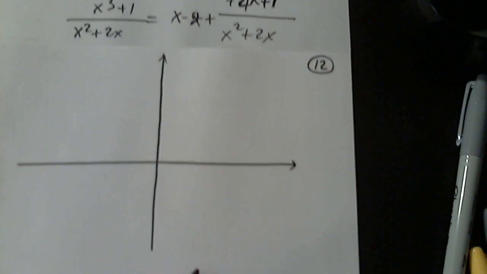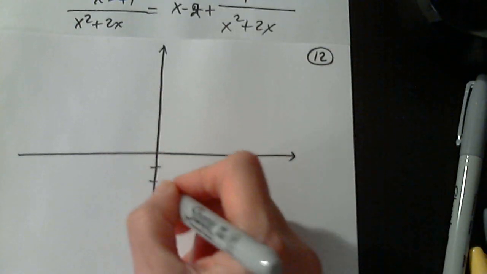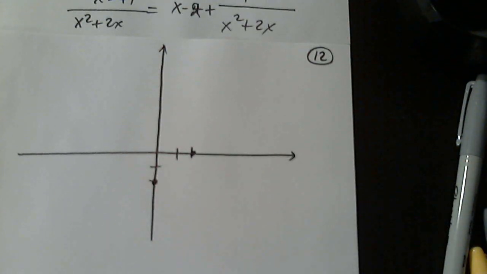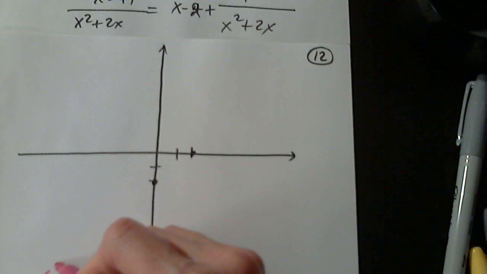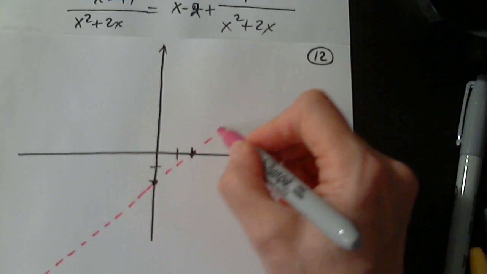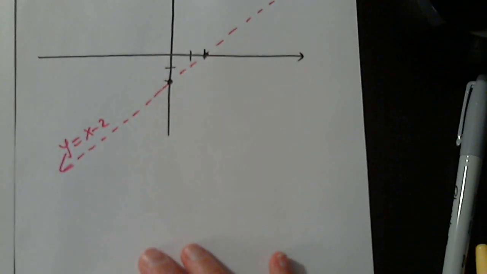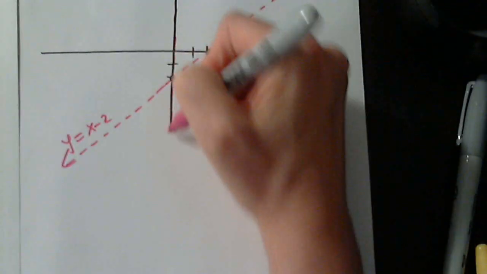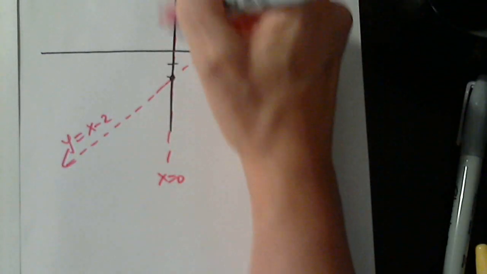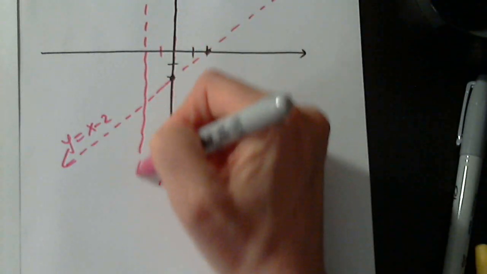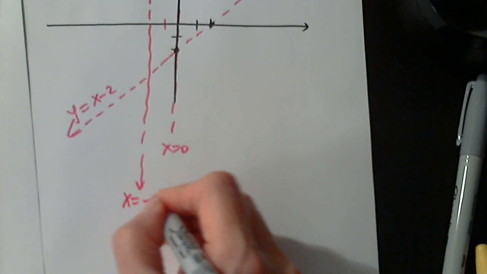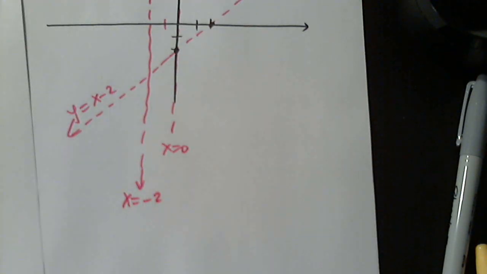Okay. So then the slant asymptote is x minus 2. When x is 0, y is negative 2. When y is 0, x is 2. Got it. So here are the asymptotes. So here's the slant, y equals x minus 2. Then we have x equals negative 2 and x equals 0. Good. Okay, one more time.